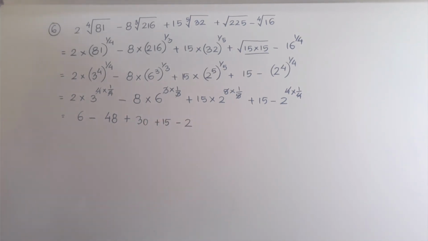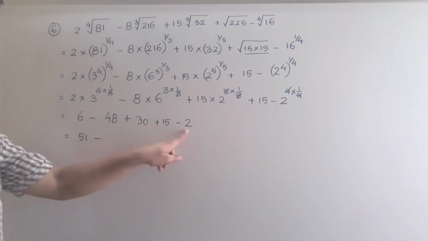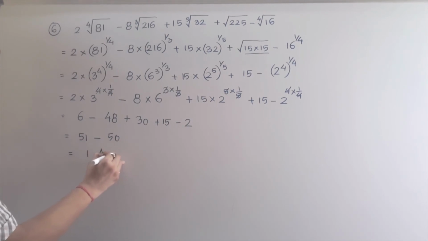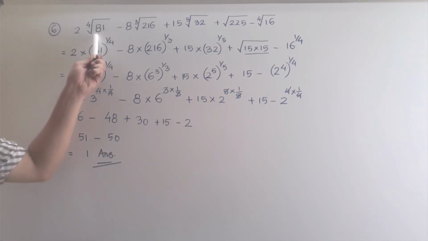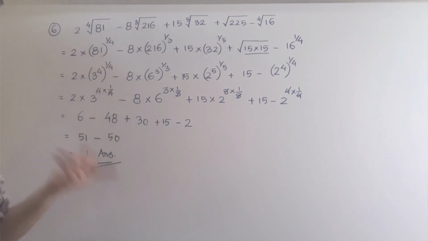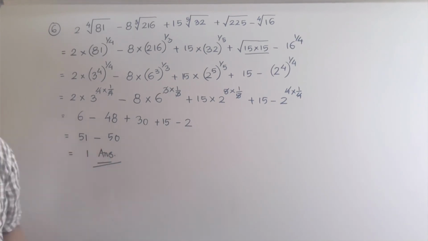Let us add the positive terms first. So 30 plus 15 is 45, plus 6 will be 51, minus, because 48 and 2 have the same sign, we can add them, that will be 50 here. 51 minus 50 is equal to 1. This will be your answer. So I have taken this question to show how we can convert radical sign into exponential form. After that it will not be a difficult task for you.